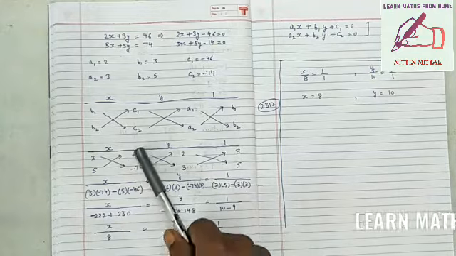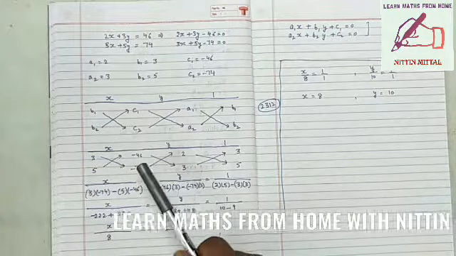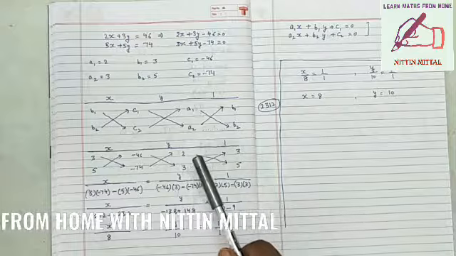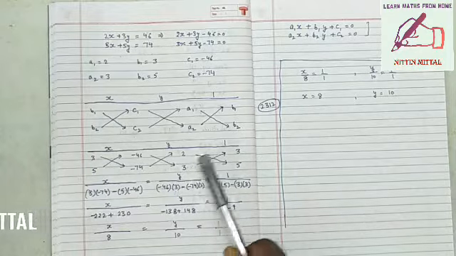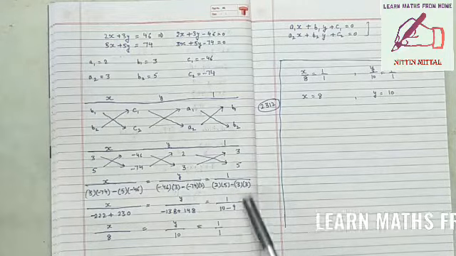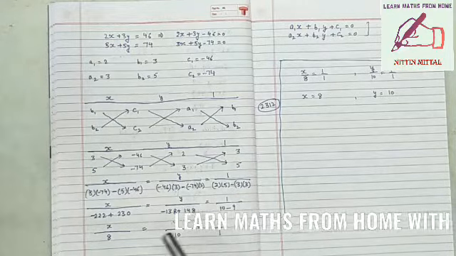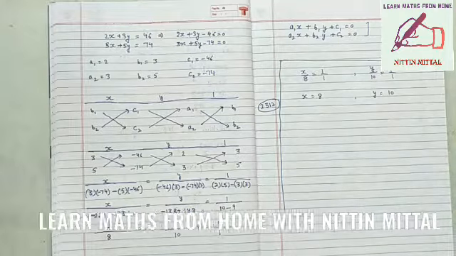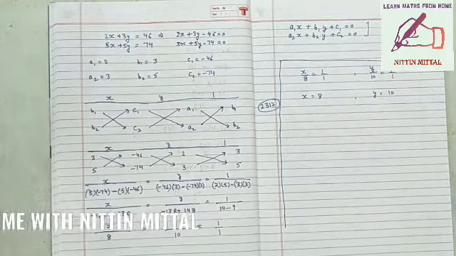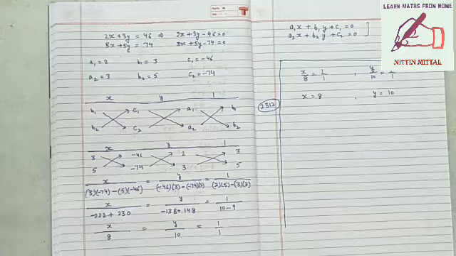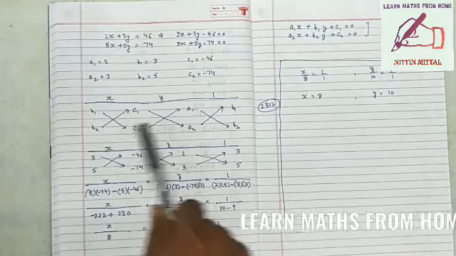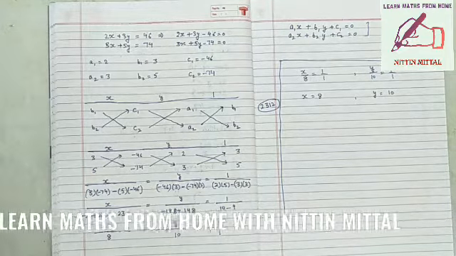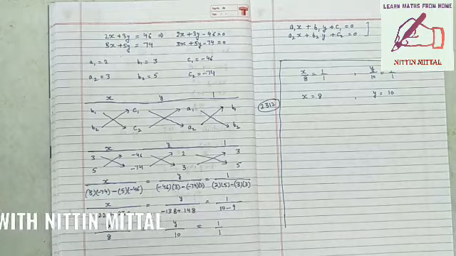For y, minus 46 into 3 minus 74 into 2, and 2 into 5 minus 3 into 3, and then we will solve. You will get 3 fractions equal to each other. Then we will equate the x fraction with the constant and the y fraction with the constant to get the answer of x and y. This is your cross multiplication method, and because of these crosses, the method name is cross multiplication method.